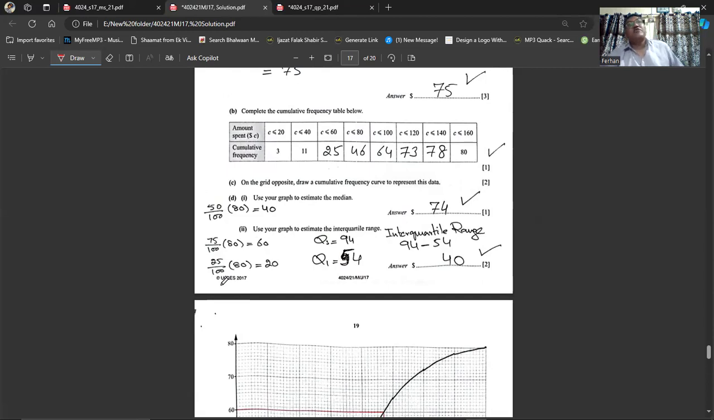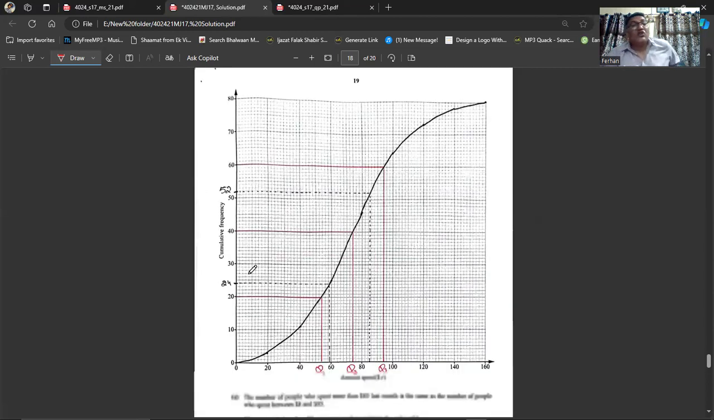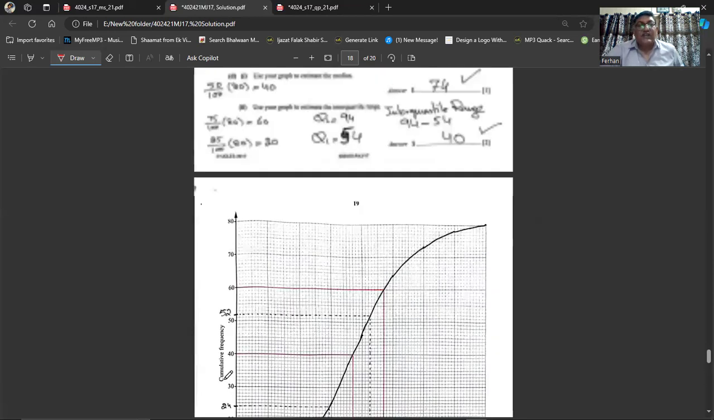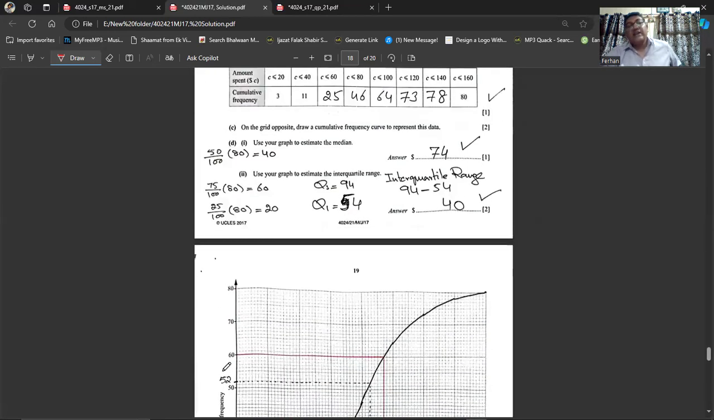Then I will take 25% of the 80. That is 20. So on the y-axis, I will see where the 20 is. From there, I will go to the cumulative frequency curve. When it intersects the cumulative frequency curve, I check what the x value under that point is. That is called Q1. That is 50 something, I think. It is 54.